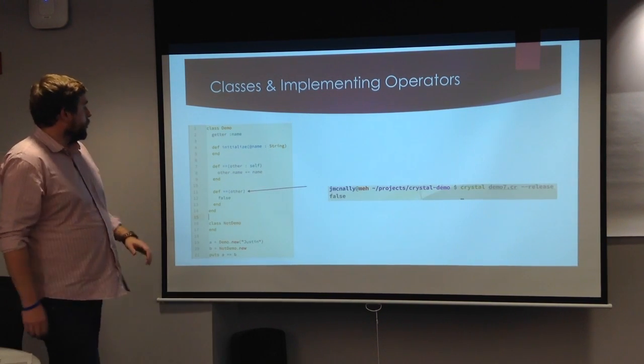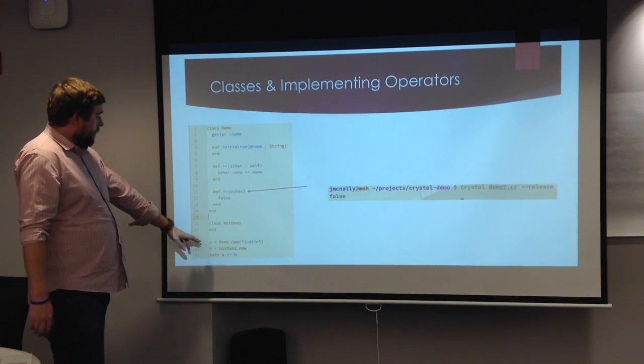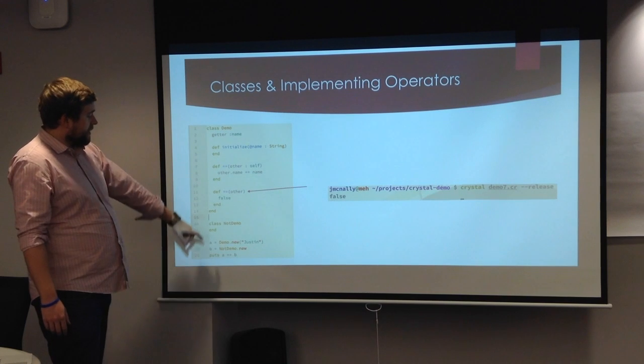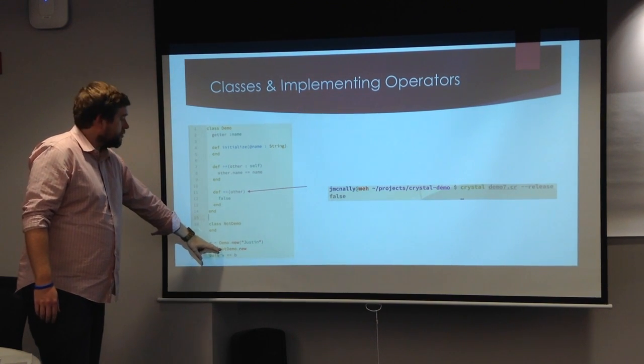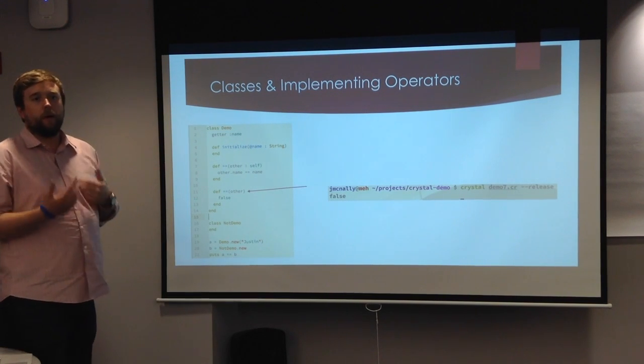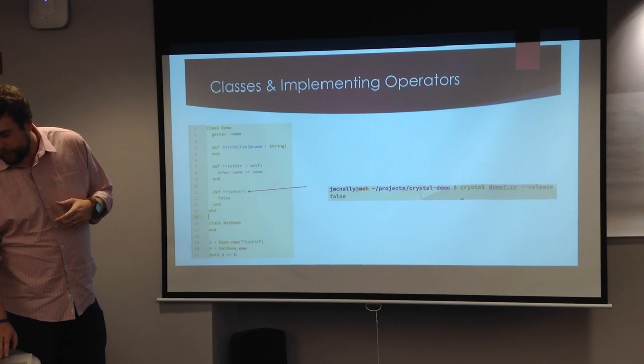So this is where it gets really interesting. When we compare a demo to not demo, it doesn't even do this comparison up here because it's got a type of not demo as this object. So it just hits this code path and immediately returns false. So then you skip that whole if statement that you typically have in Ruby.